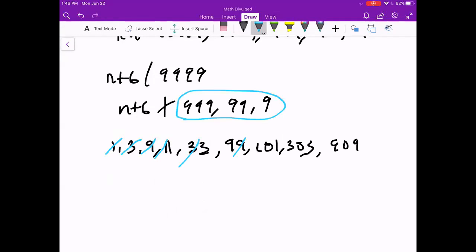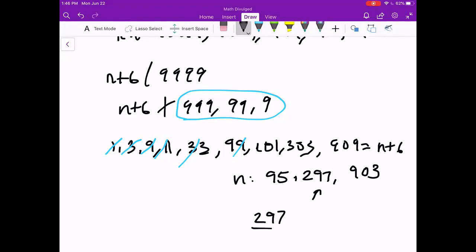So we have these three remaining numbers, which is equal to n plus 6. If we subtract 6 from each of them, that gives us the possible values of n are 95, 297, and 903. And this value of n must also divide 999999. And the only one which does so is this middle one. So our final answer is 297.